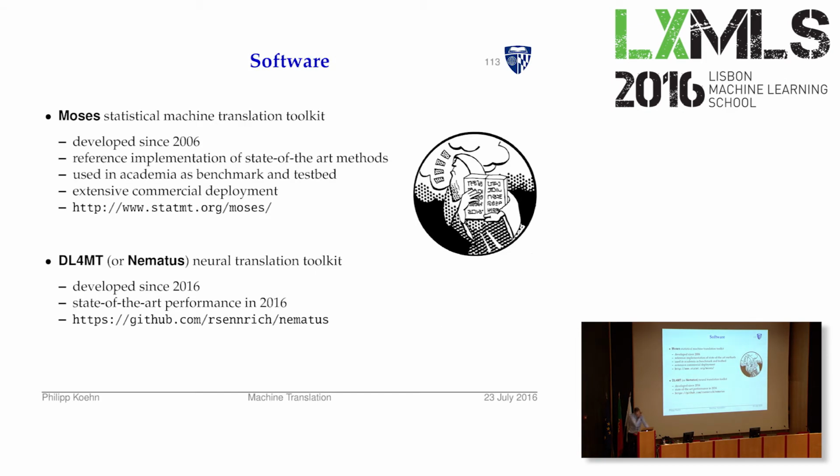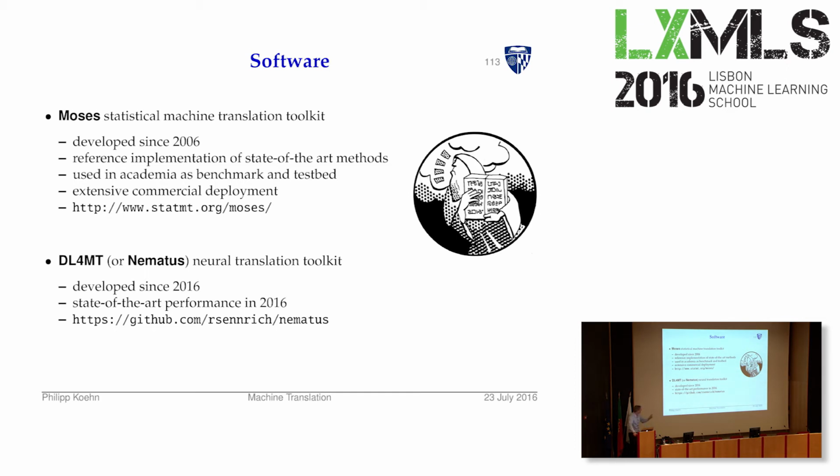Okay, if you're interested in this stuff, there's a lot of open source software. This is a very friendly field. We give you all the data, we give you all the software. You can actually build a state-of-the-art system on your own computer. The implementation of all the statistical stuff I talked about is in a toolkit called Moses that we've been developing for now 10 years. There's a website, really long manuals, there's a mailing list and so on.